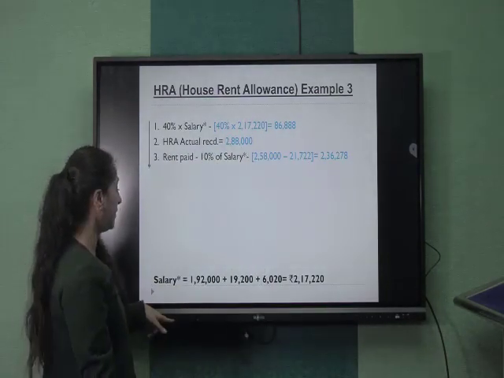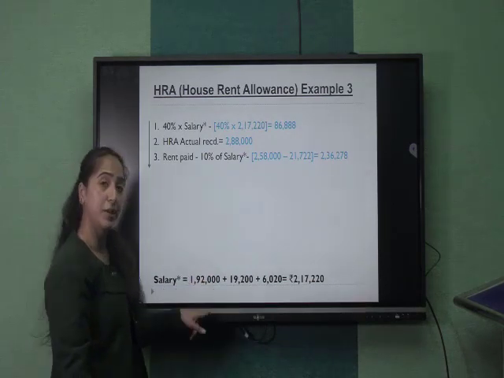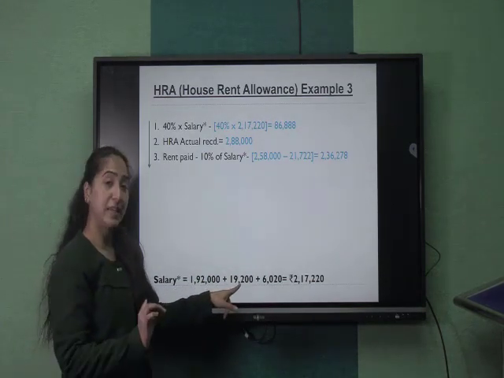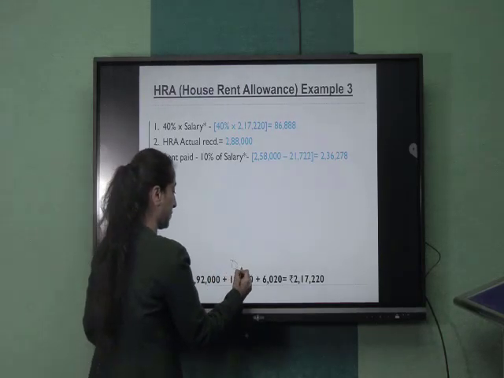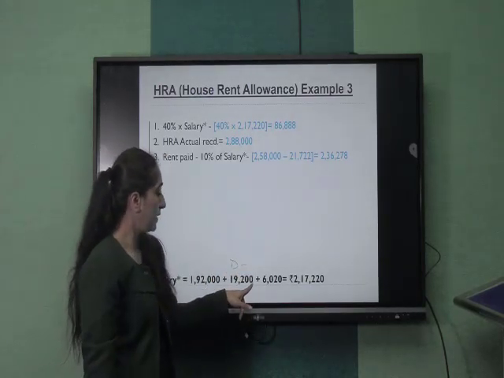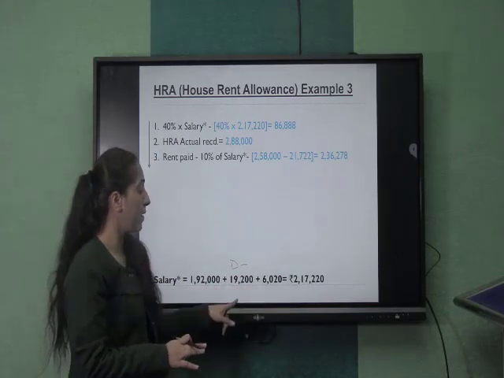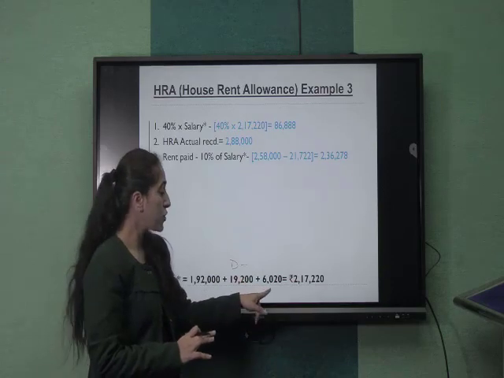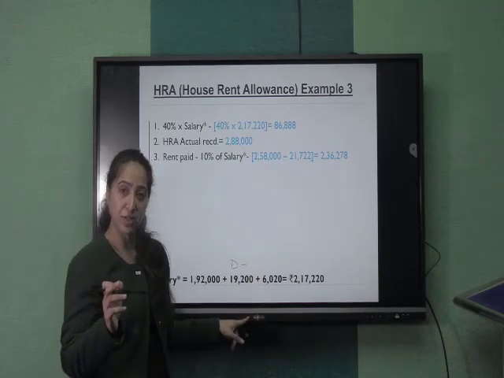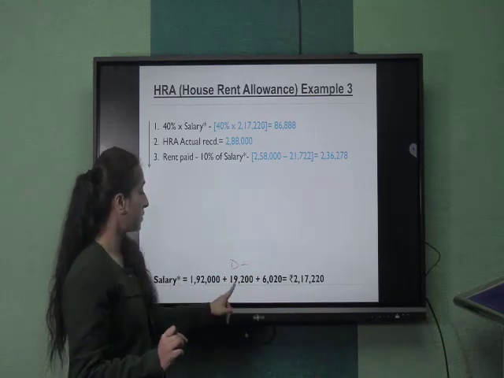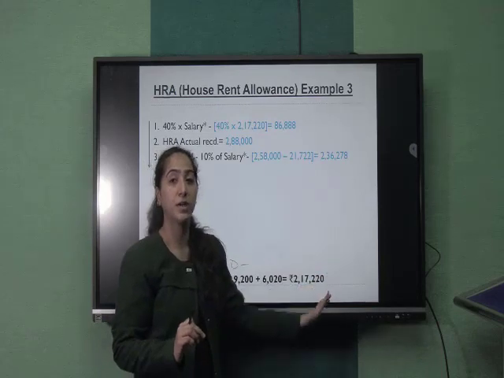So let us start here. Now for salary, we know basic salary is given to us as 1,92,000. We are given DA of 19,200, which is 100% a part of retirement benefit, so the whole amount is considered. Commission which was 7% of 86,000, only that amount we have considered, 6,020. So our total salary comes out to be 2,17,220.